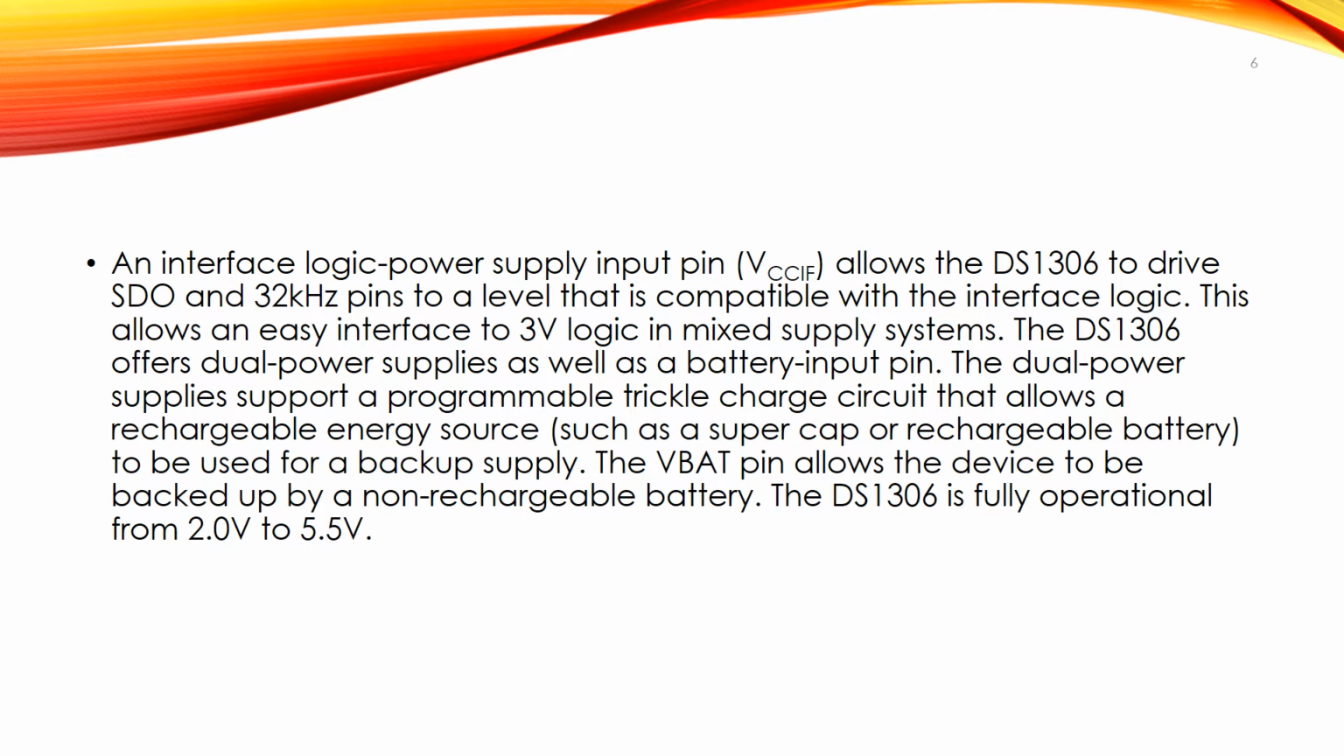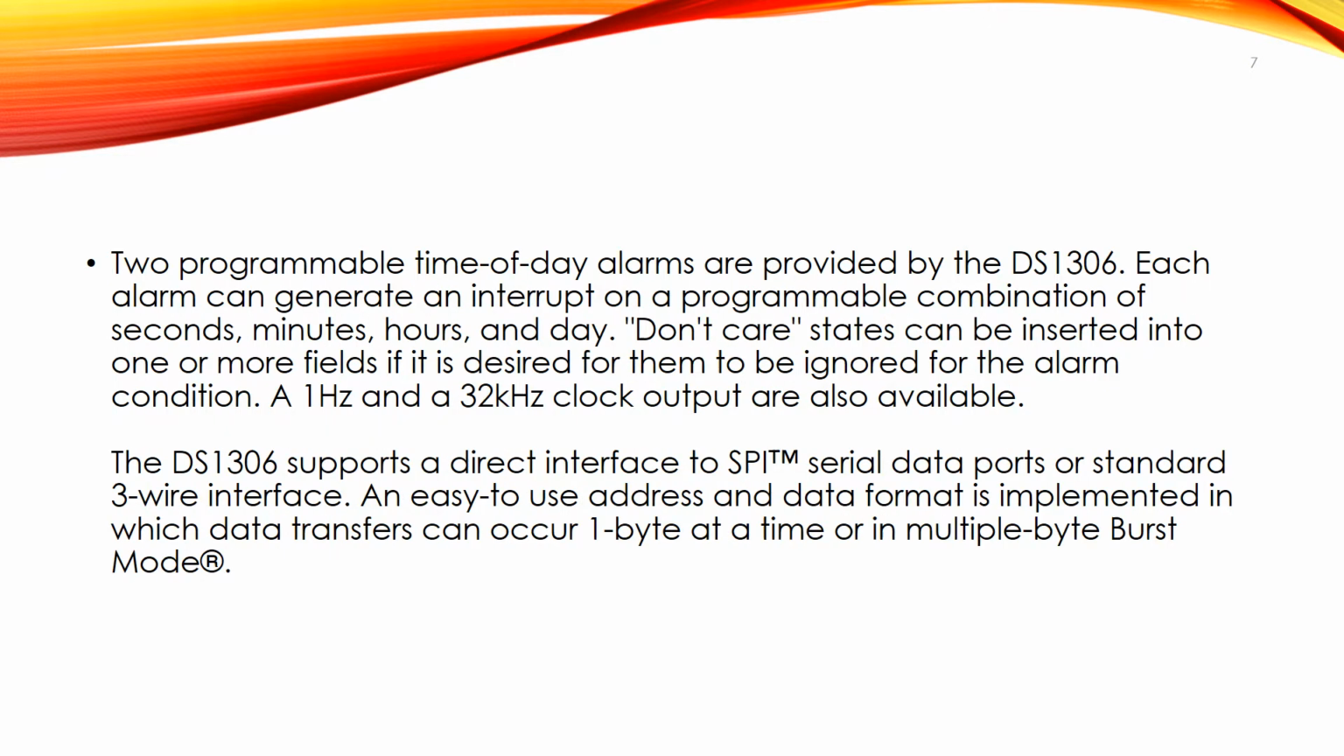The DS1306 offers dual power supply as well as a battery input pin. The dual power supply supports a programmable trickle charge circuit and allows a rechargeable energy source such as a super cap or rechargeable battery to be used for backup supply. The VBAT pin allows the device to be backed up by a non-rechargeable battery. The DS1306 is fully operational from 2.0 volt to 5.5 volt.